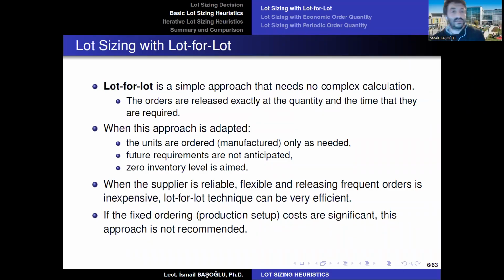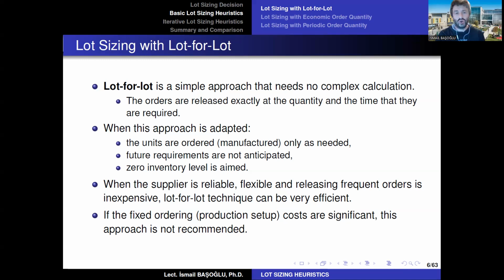Hello again, my friends. We were trying to explain different load sizing heuristics associated with the load sizing decision, and we have said that we are going to start with the simplest of those, the load for load approach. This is a very, very simple and fundamental approach which requires no complex calculation, my friends. In the load for load approach, basically we release the order of an item exactly at the quantity and the time that they are required.